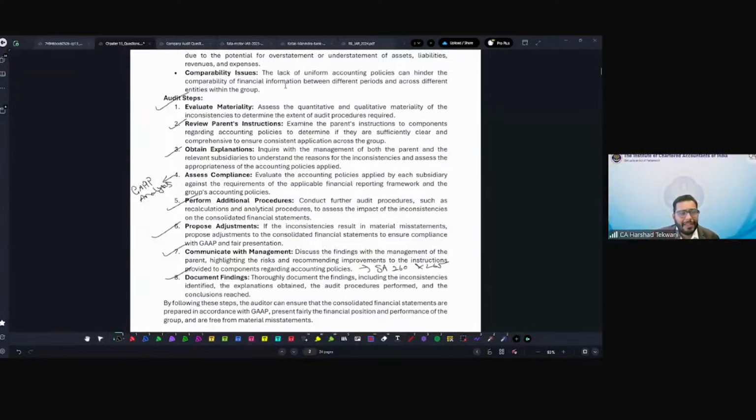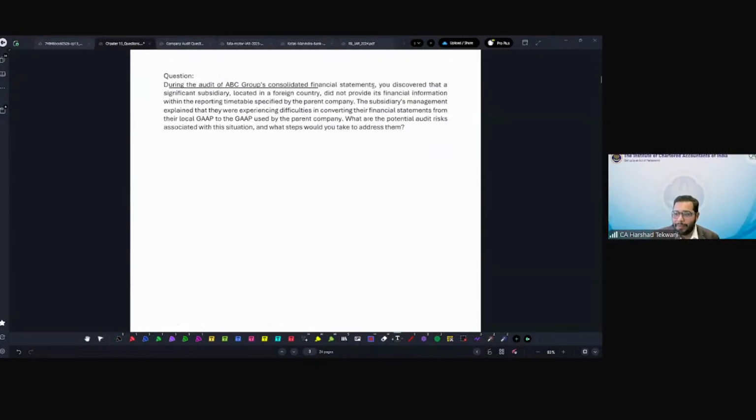During the audit of ABC Group consolidated financial statements, you discovered that a significant subsidiary located in a foreign country uses GAAP different from the parent company. What are the potential audit risks associated with this situation, and what steps would you take to address them? So there is one subsidiary which is not aligned here. Now what will you do?